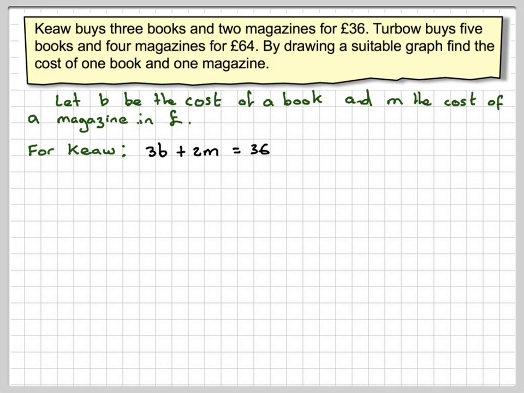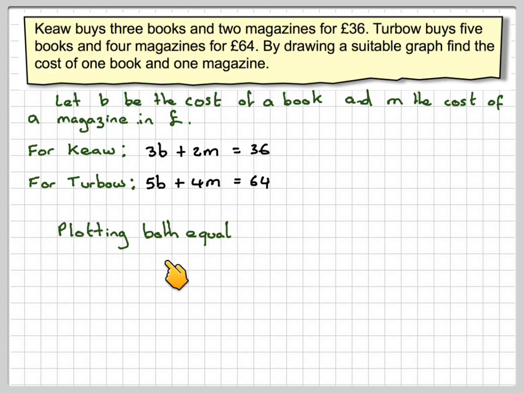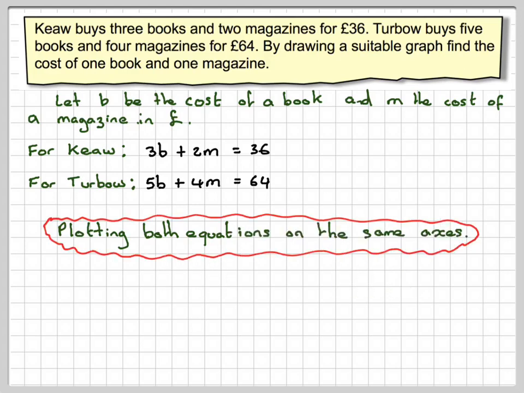Pause the video and see if you can actually make an equation for Turbo. Right, Turbo buys 5 books, so his total cost for books will be 5B, and his total cost for the magazines is going to be 4 magazines, so it's going to be 4M, and that altogether comes to 64. In order to solve these, we've got to plot both equations on the same axis.